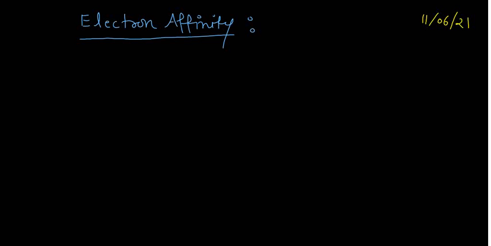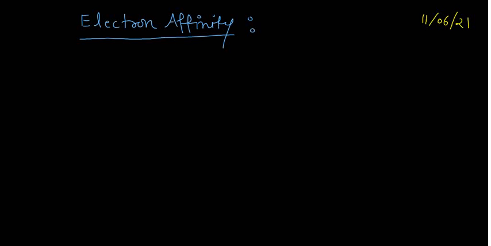Again, I am going to take a very simple aspect from the periodic table, which decides the periodic properties. Electron affinity is one of the periodic properties. We have already discussed ionization potential and electronegativity. Now I am going to discuss electron affinity.